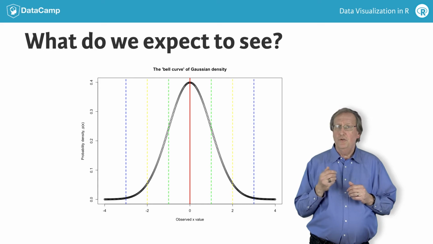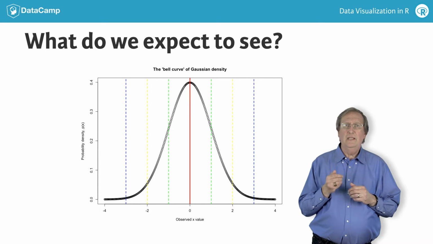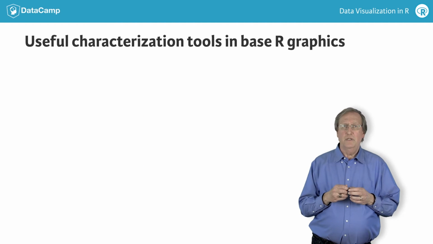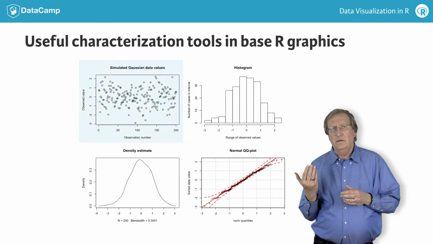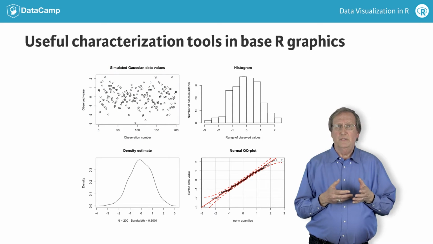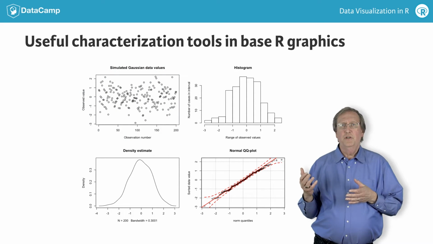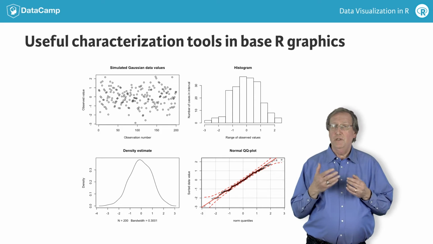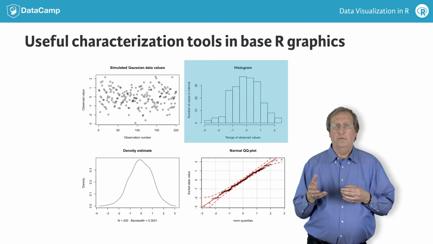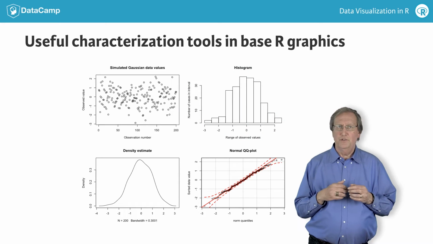These expectations are not always met, but they have led to the development of several useful graphical tools for characterizing numerical data. Here, the upper left plot shows 200 simulated Gaussian data values, and the other 3 plots show their characterizations using 3 of these tools. The upper right plot shows the histogram, probably the best known of these tools.